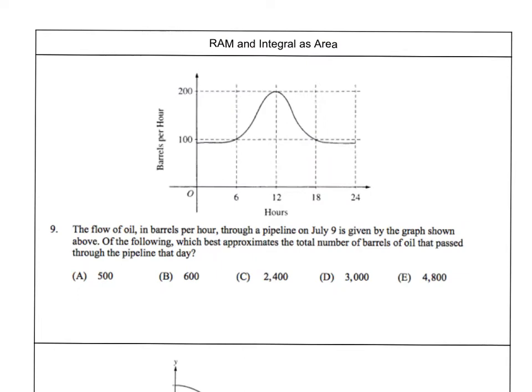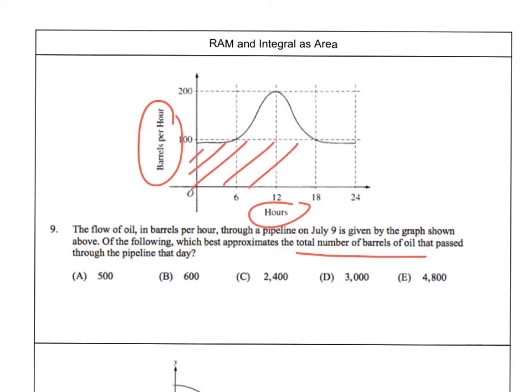Next up, we've got RAM and the integrals area. We get to have some fun with some notation here, since we didn't get to talk about that in class. But that's okay. Big idea is, if we're looking for the total number of barrels of oil, and we're dealing with barrels per hour and hours, you might think about this as an accumulation, aka an area problem. What we're trying to figure out is the area of all of this stuff together.